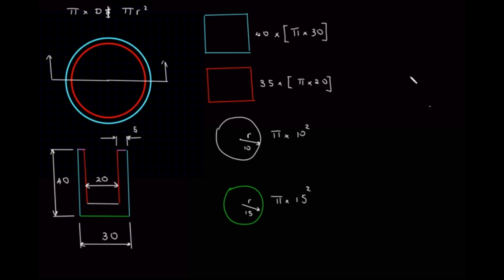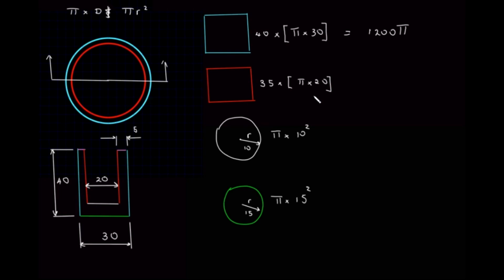And get rid of all that line. Inasmuch as I'm going to say 40 times 30. Well, look, 4 times 3 is 12. 10 times 10 is 100. And it's multiplied by pi. That is the area for that part.